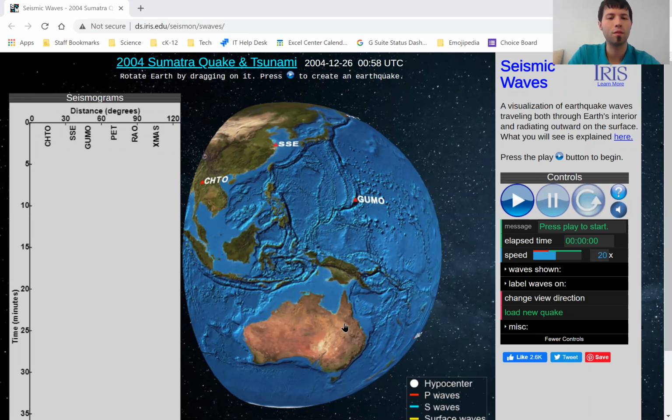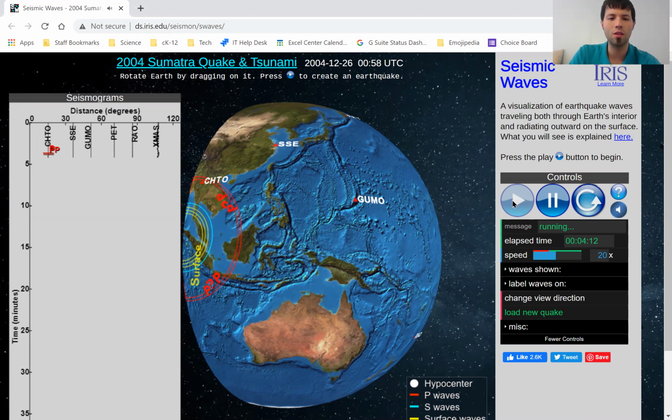So here I have a pretty cool simulator that I found. It's an earthquake simulator. I'm going to press play here, and it's going to start an earthquake. So we've been learning a lot about earthquakes so far. There's good reason for that. So we're going to start looking at some applications of what we can use earthquakes to figure out.